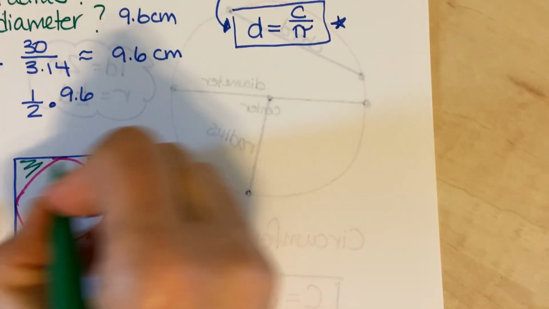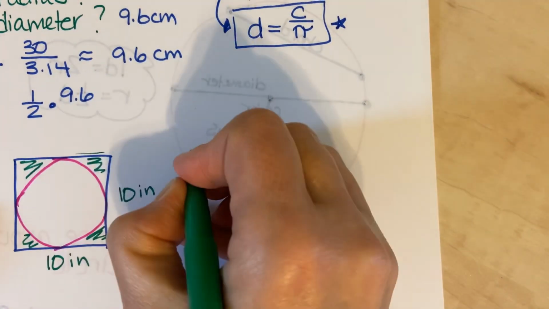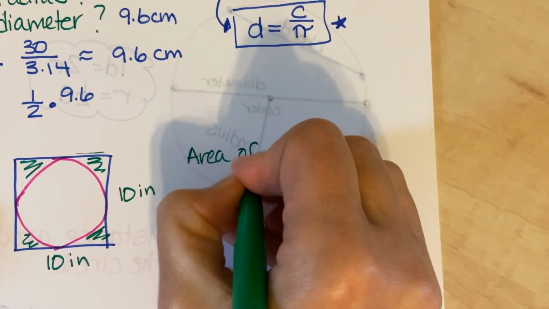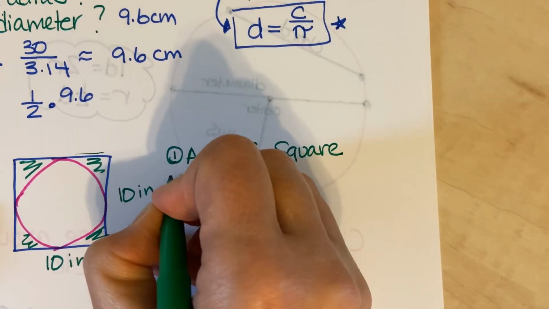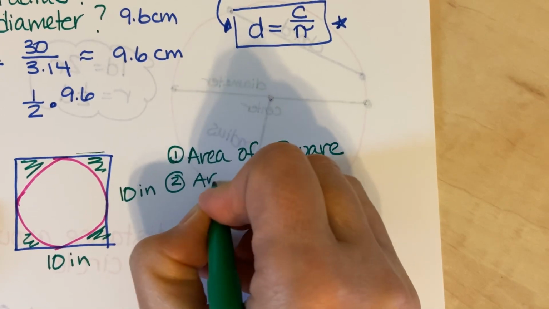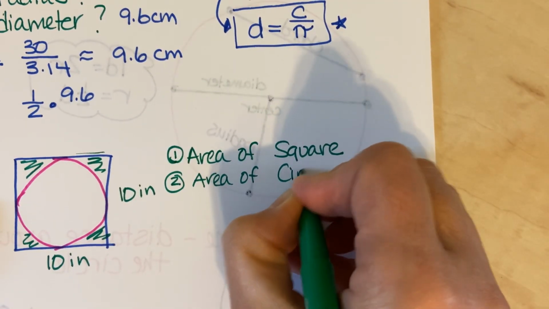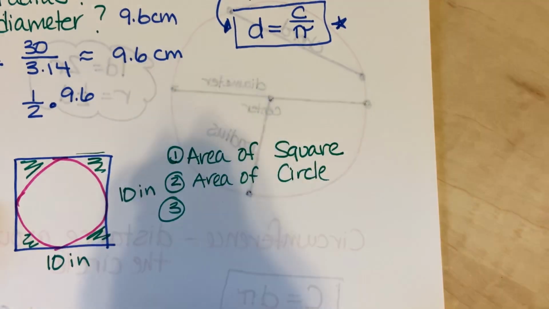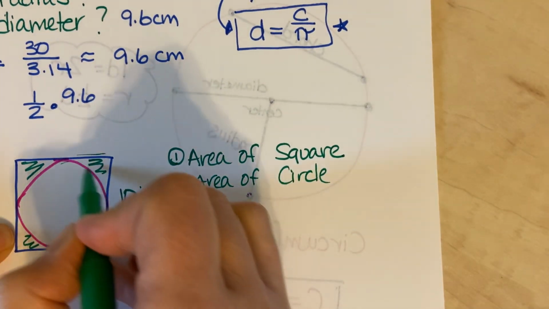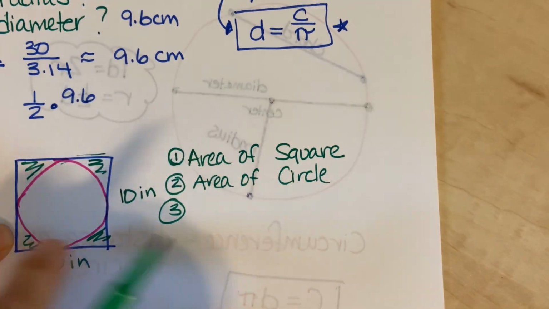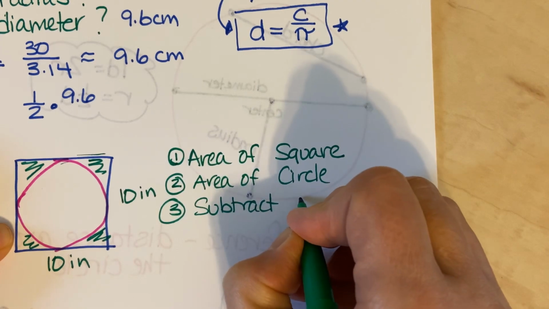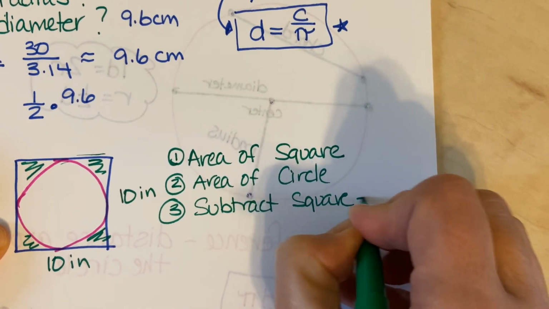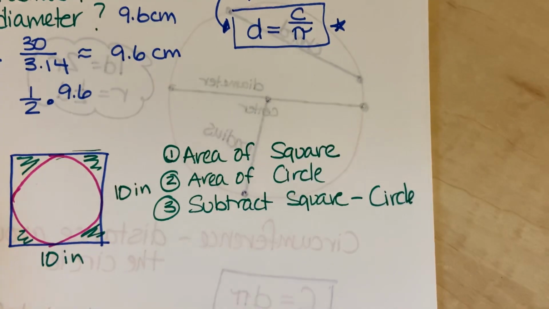Okay? And it looks a little overwhelming because we're like, whoa, that's a lot of information. But think about it. I need to find the area of the whole square first. I'm going to find the area of the circle. And then I'm going to subtract those areas, because if I have this whole thing and I subtract out the area of the circle, I'm going to have this left. So square minus circle.